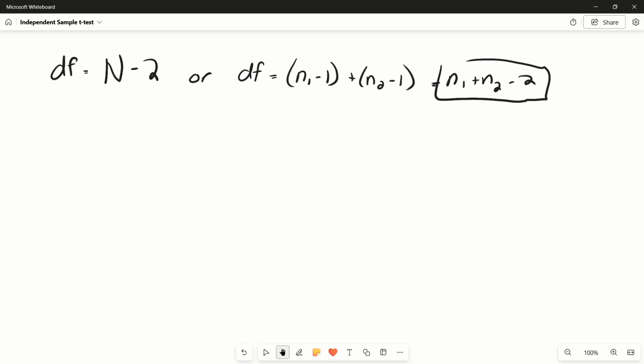We're estimating the population variance for sample 1, and then we're estimating the population variance for sample 2. So since we're estimating two population variances, we lose 2 degrees of freedom. Before, we were only estimating one sample population variance because we had one sample. Here we have two samples, so we're estimating two, independent samples, that is.